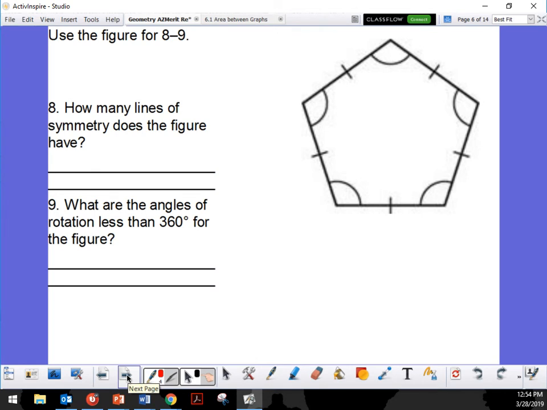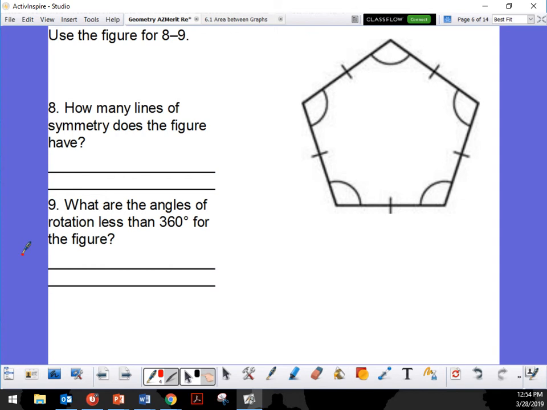Use this one right here. It says for figures 8 and 9, how many lines of symmetry does a figure have? Now, symmetrical. What does symmetrical mean? Yes, basically you can fold it in half and it'll look exactly the same. Okay, so now this is a regular pentagon. That means all sides are the same and all angles are the same.